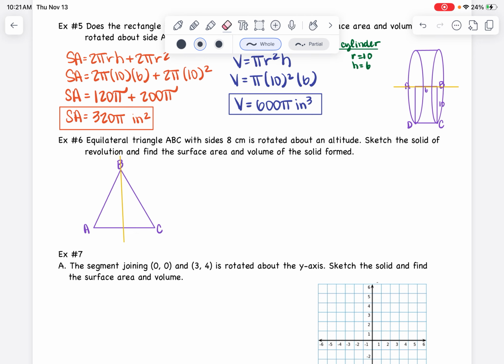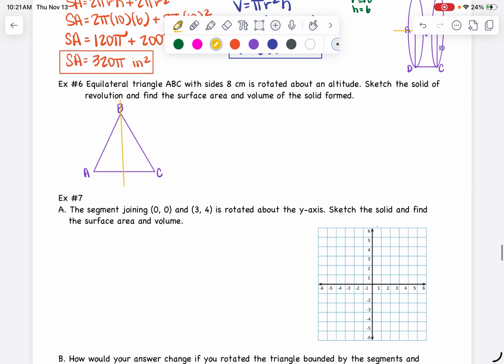There we go. So now I'm going to draw my altitude, and it's going to spin around the altitude. Well, the cool thing is this is an equilateral triangle, so it's perfectly symmetric in all 3 directions, which means A and C are reflection buddies of one another. As we spin A and C around, they're just going to meet up with each other, and it's going to create a cone.